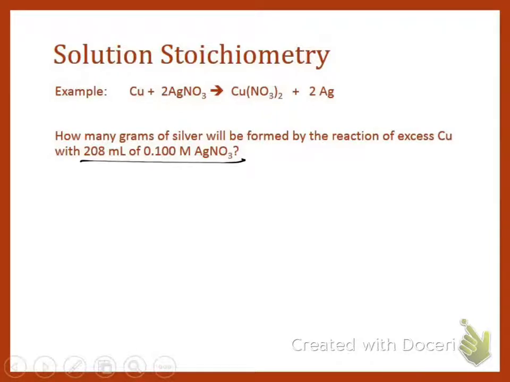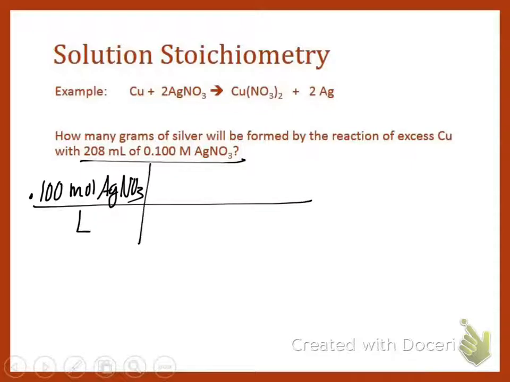So we're going to start with our molarity. And so we have moles of silver nitrate over liters of solution. If we multiply by volume, we can get rid of our volume, and then we're back to moles. So I'm going to put 0.208 liters, of course, that's over 1. Now I've gotten rid of liters, and I'm in moles of silver nitrate.